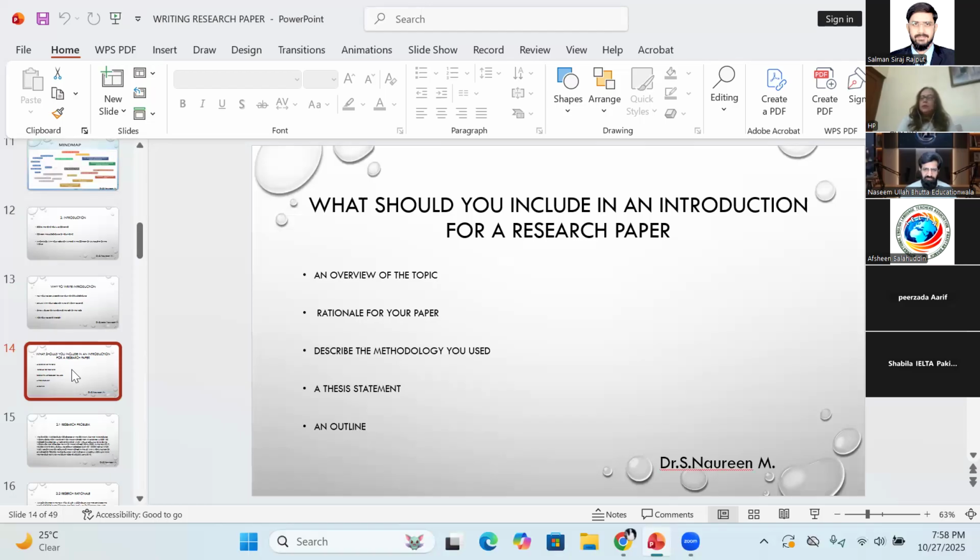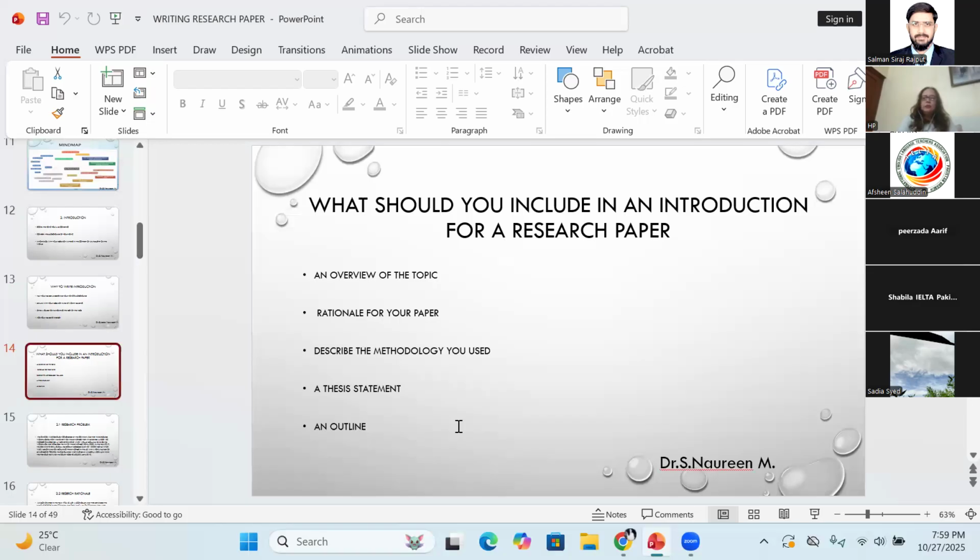You describe the methodology you will be using, and let me refresh your memory. We said that work has been done in the past, so you will not use the future tense there. All will be in the past, and occasionally, where the nature is such, it will be simple present tense. So you'll describe the methodology you used, and then there will be a thesis statement and an outline. That is what should be made part of your introduction. Okay.